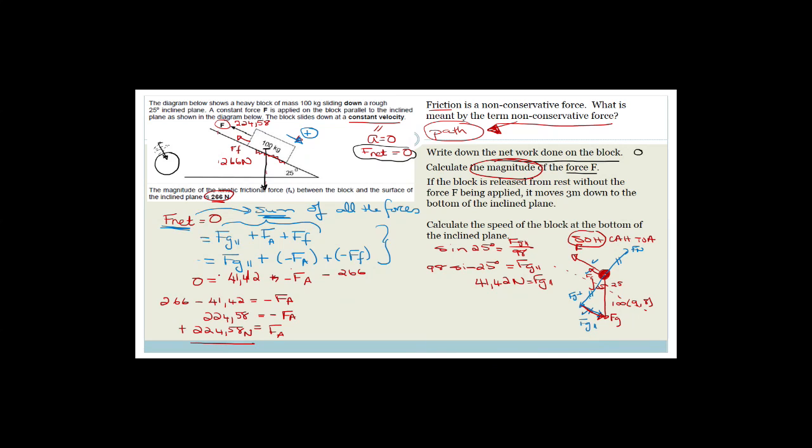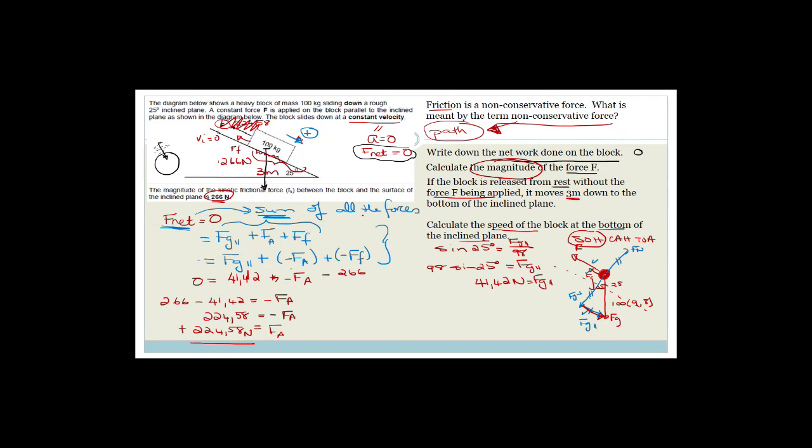224.58 newtons. Right, now they say if the block was released from rest, so our initial velocity equals 0, and it's without the force F being applied, so the force F is not there, it moves 3 meters down the slope to the bottom of the inclined plane. So it moves 3 meters, and they want to know to calculate the speed of the block at the bottom of the inclined plane. They want the speed of the block at the bottom of the inclined plane.